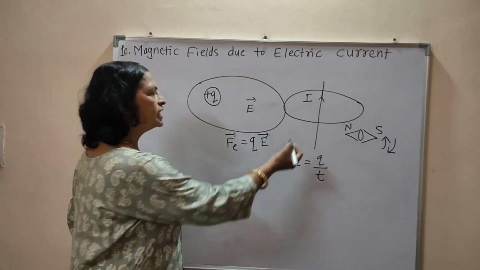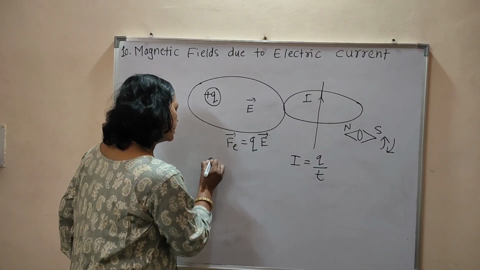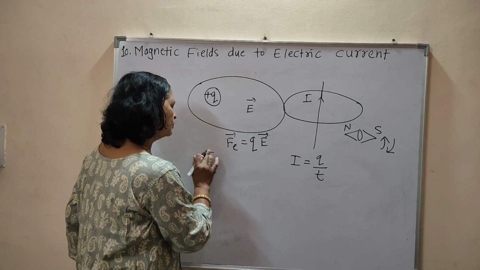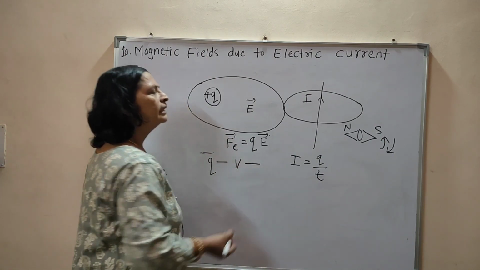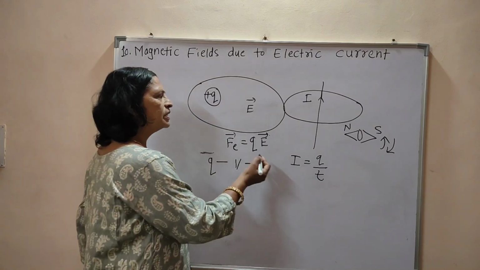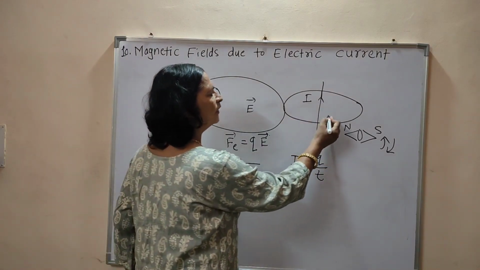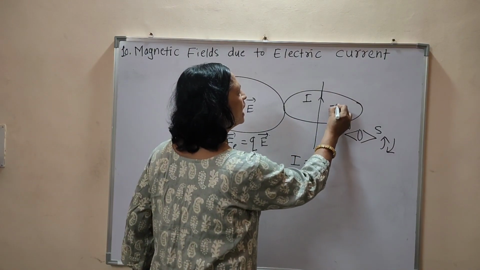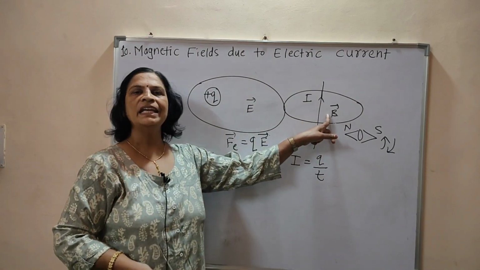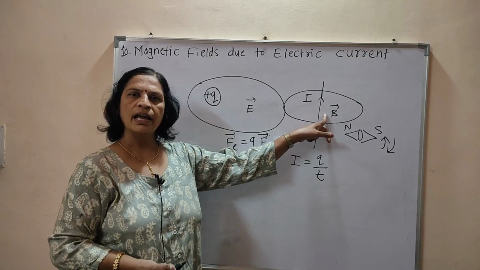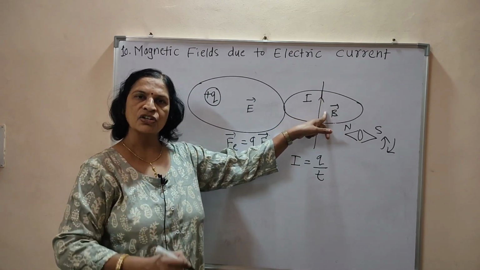Then suppose a charge Q is moving with velocity V. The strength of the magnetic field produced is denoted by a vector quantity, and that is called magnetic intensity. It is also called magnetic induction.